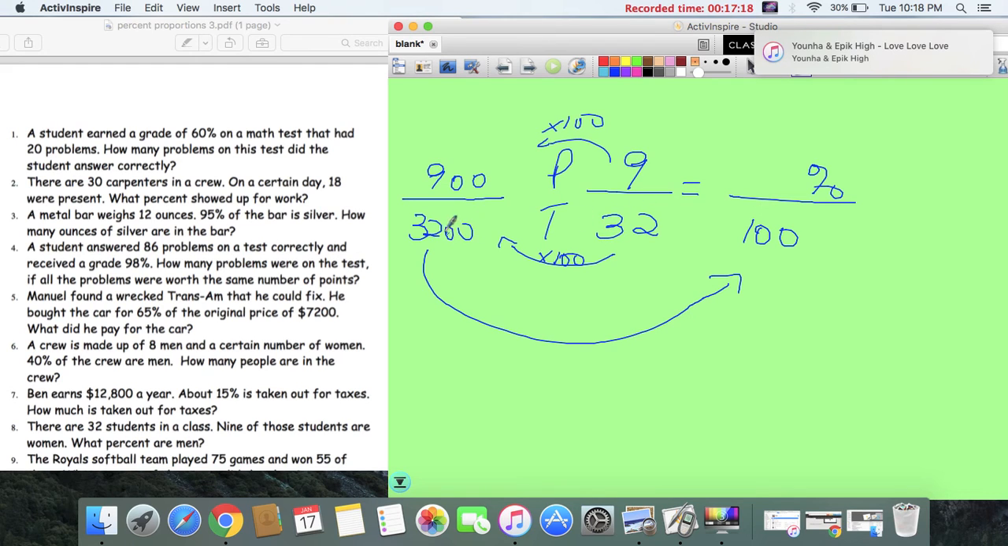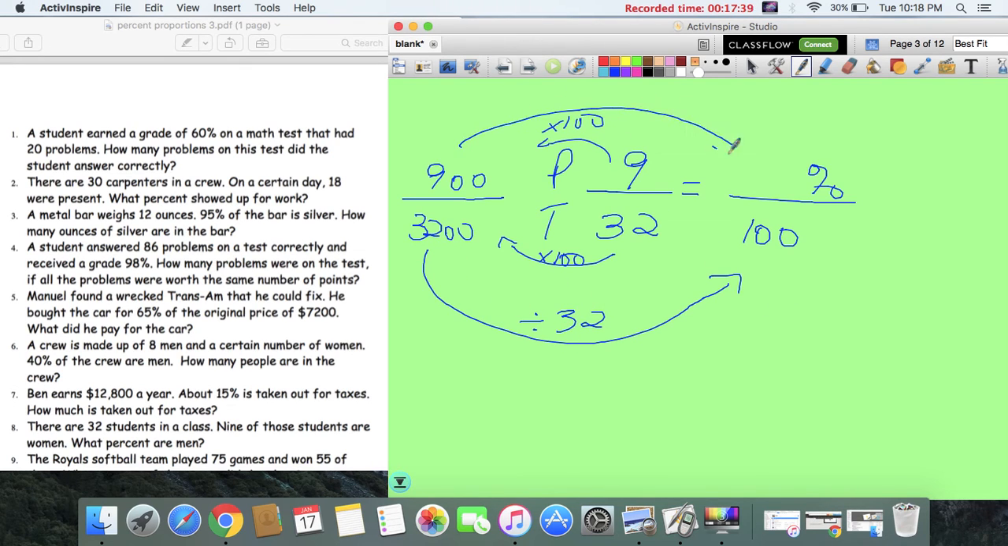I'm going to use this number over here. 3,200 to go to 100 is divided by 32. Okay, so it's going to be divided by 32. So 3,200 divided by 32 is going to give me 100. And 900 divided by 32 equals 28.125%, or 28.13% if I asked you to round to the nearest hundredth.